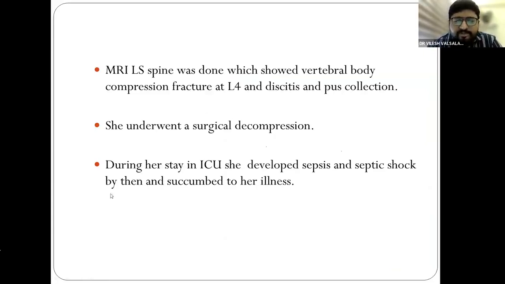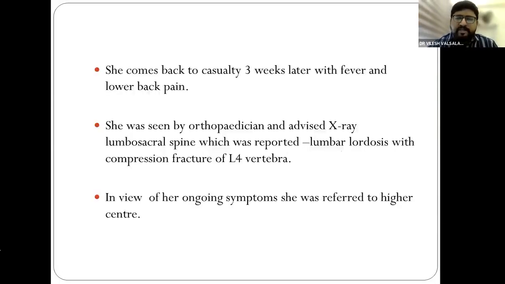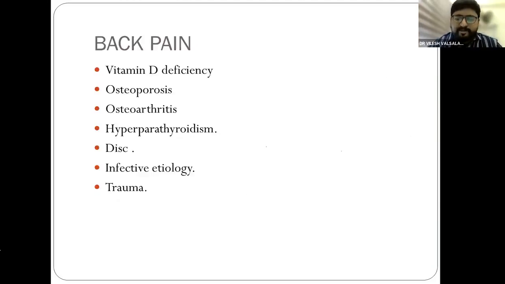During her stay in ICU, she developed sepsis, which turned into severe sepsis and septic shock, and eventually she succumbed to her illness. So the point to be addressed here is that the patient came with a common complaint of back pain. With no external injury and a small history of fall, you are biased to think that the pain is secondary to a sprain or because of the direct impact of the fall on the back. Patients definitely have some vitamin D deficiency, some osteoporosis, so we supplement them with calcium and other supplements and local treatment.